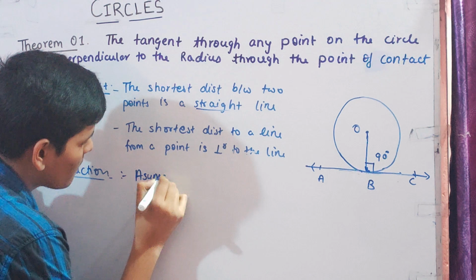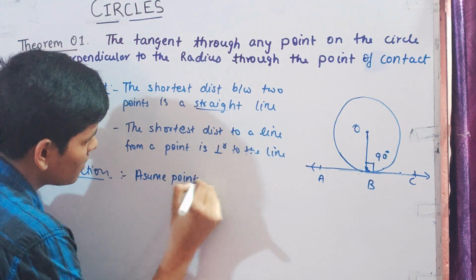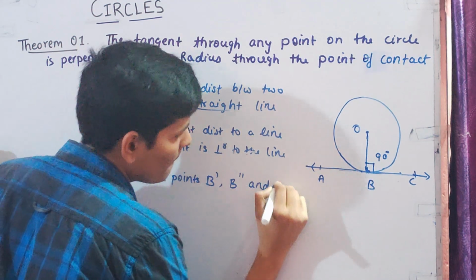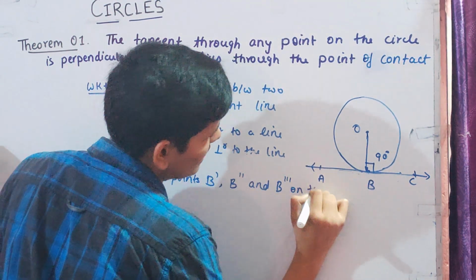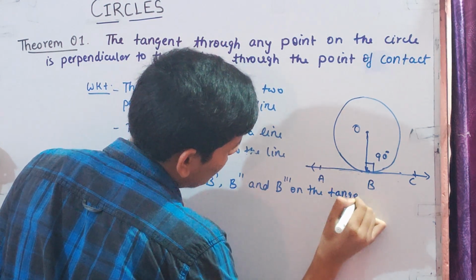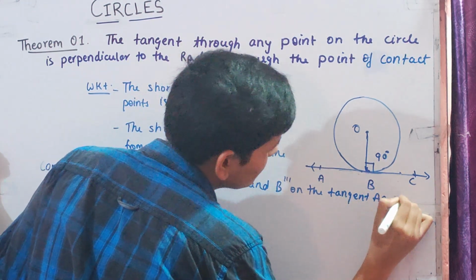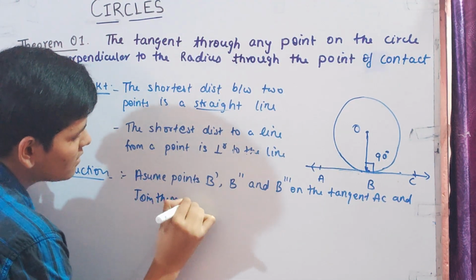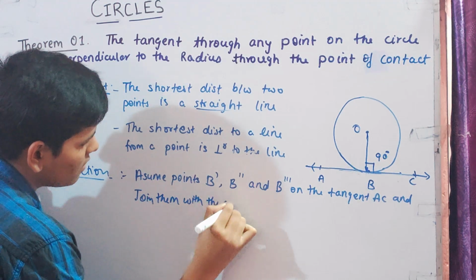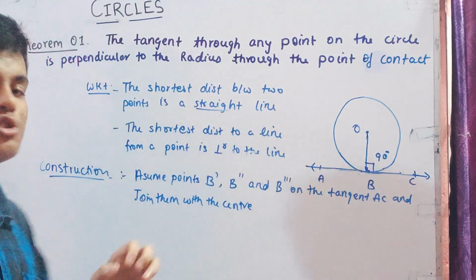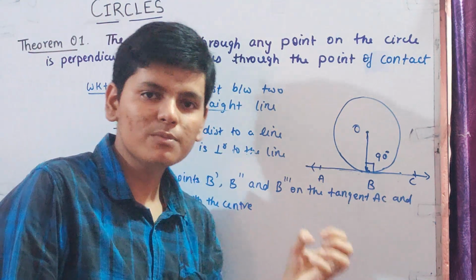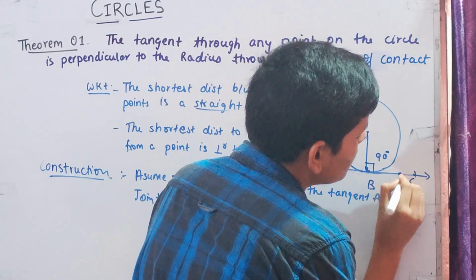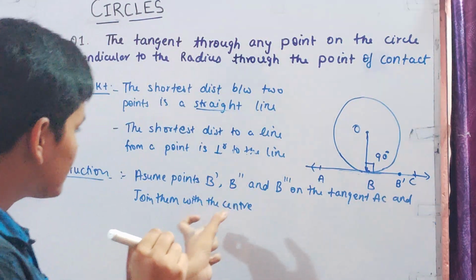Assume points B dash, B double dash and B triple dash on the tangent AC and join them with the center. So we are assuming three points. Let us assume the first point as B dash. I am taking B dash over here. Now they have said to join them. We are not actually going to join them.